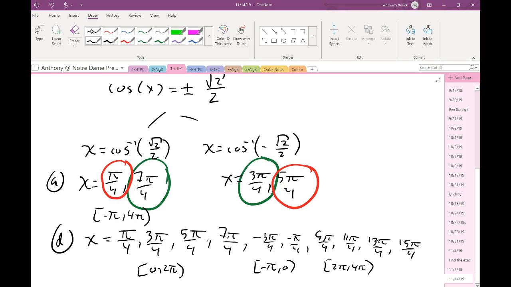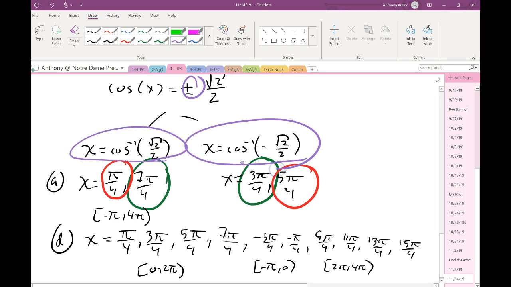And really the only reason this works is because you had the plus or minus and you ended up with 2 equations to solve for. Right? If you don't end up with 2 equations because of the plus or minus, that wouldn't happen for a cosine function.